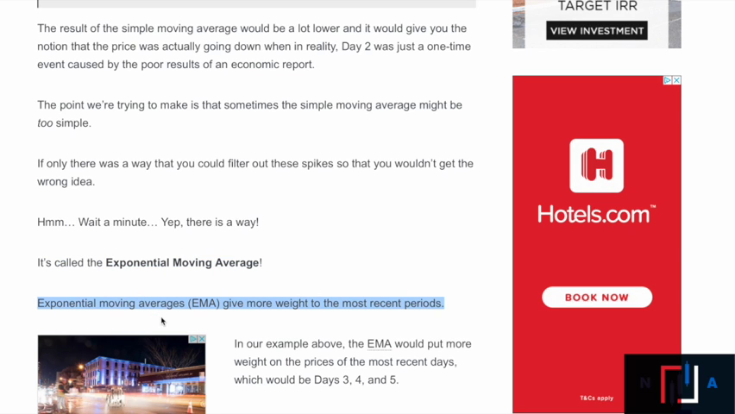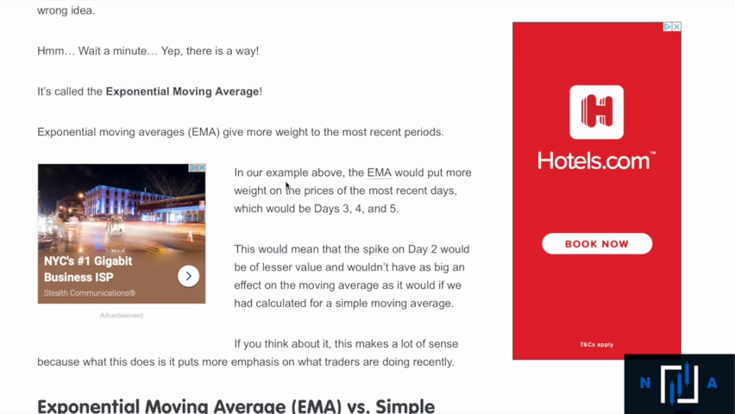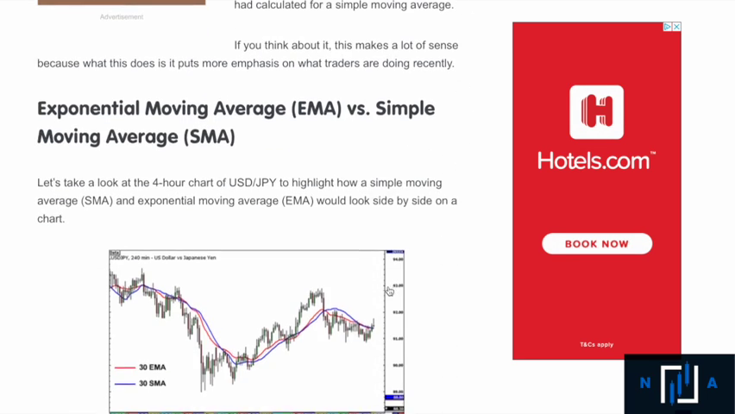Exponential moving averages give more weight to the most recent periods. In our example above, the EMA would have put more weight on the price of the more recent days, which would be days 3, 4, and 5. This would mean that a spike on day 2 would be of lesser value.